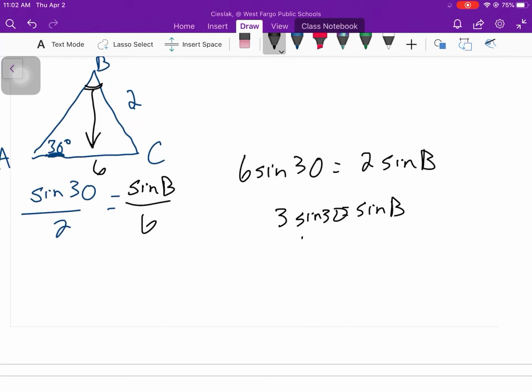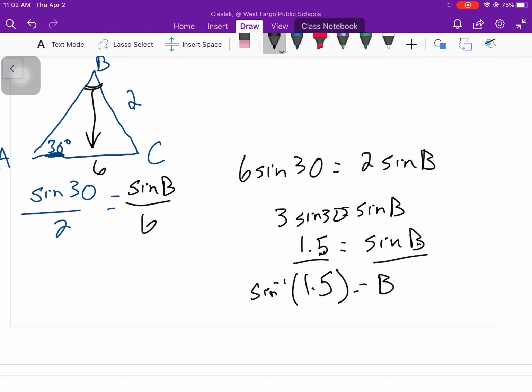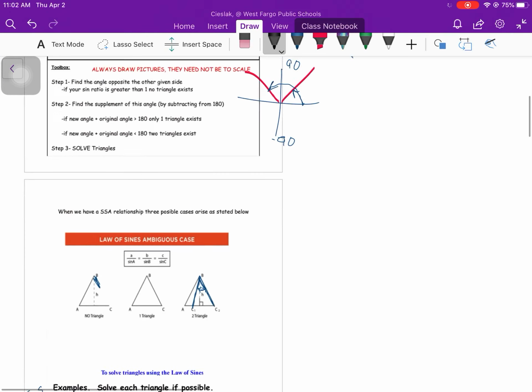Now, if you were to type that into your calculator, sine of 30 is a half times 3. You could simplify this all the way down to 1.5 is equal to the sine of B. And we should automatically be thinking that, hey, there is no angle where a sine ratio is going to be greater than 1. But if you have a calculator at home and you don't trust me, take the inverse sine of 1.5 and your calculator is going to give you an error.